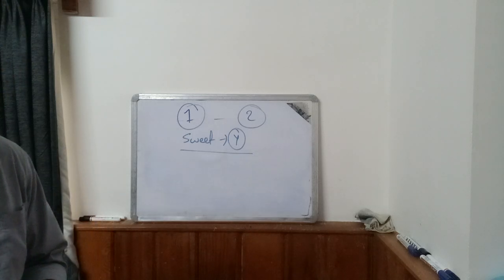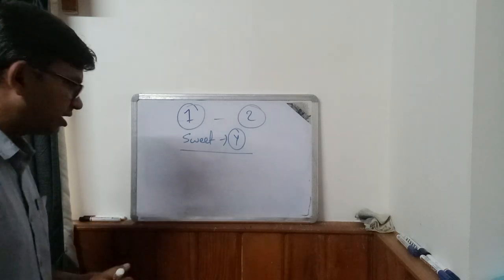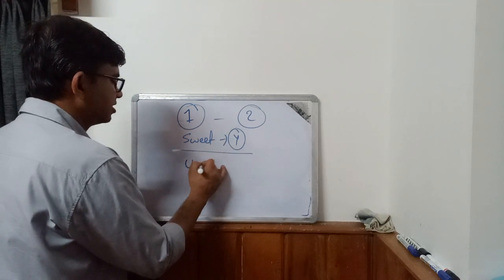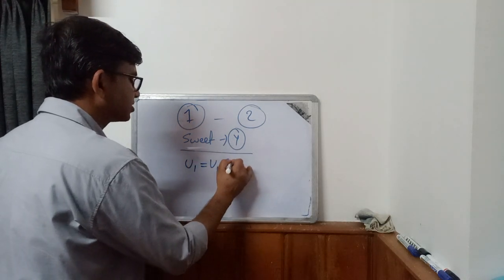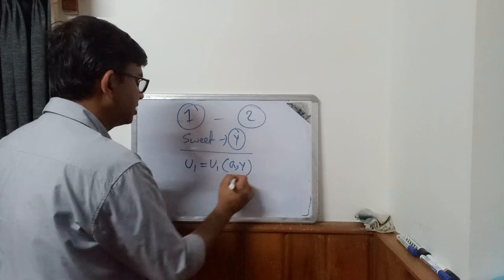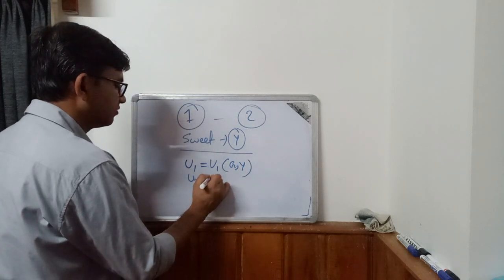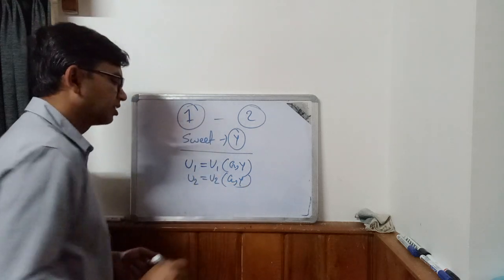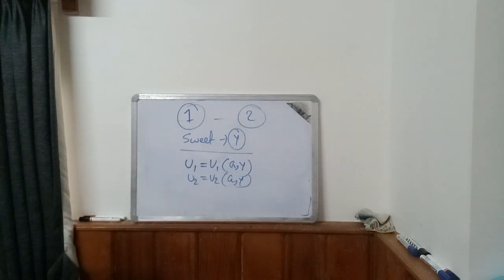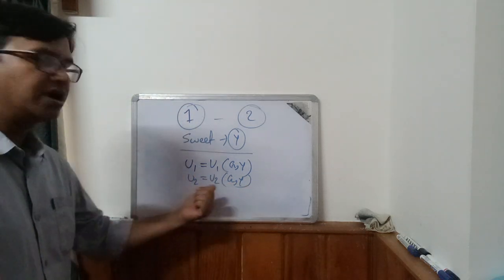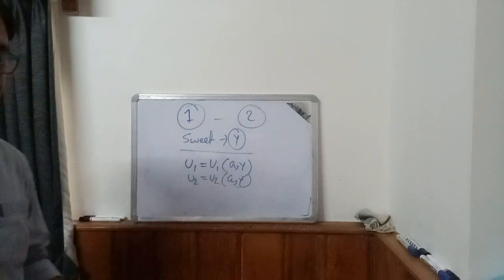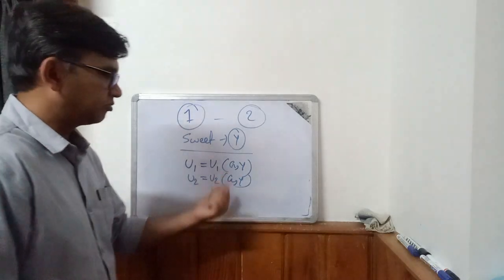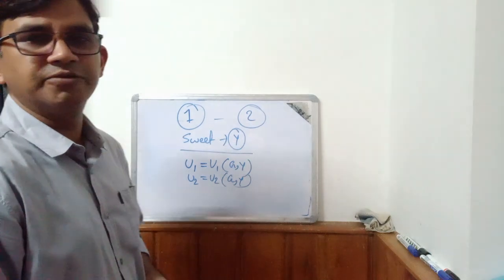whenever it explodes in the sky, both will enjoy the same benefit from it. So here we can see each consumer's utility function. U1 is a function of G and Y. Similarly, U2 is a function of G and Y. This is a standard utility function which follows the 4 axioms of preference. That means from here we can get the standard indifference curves.